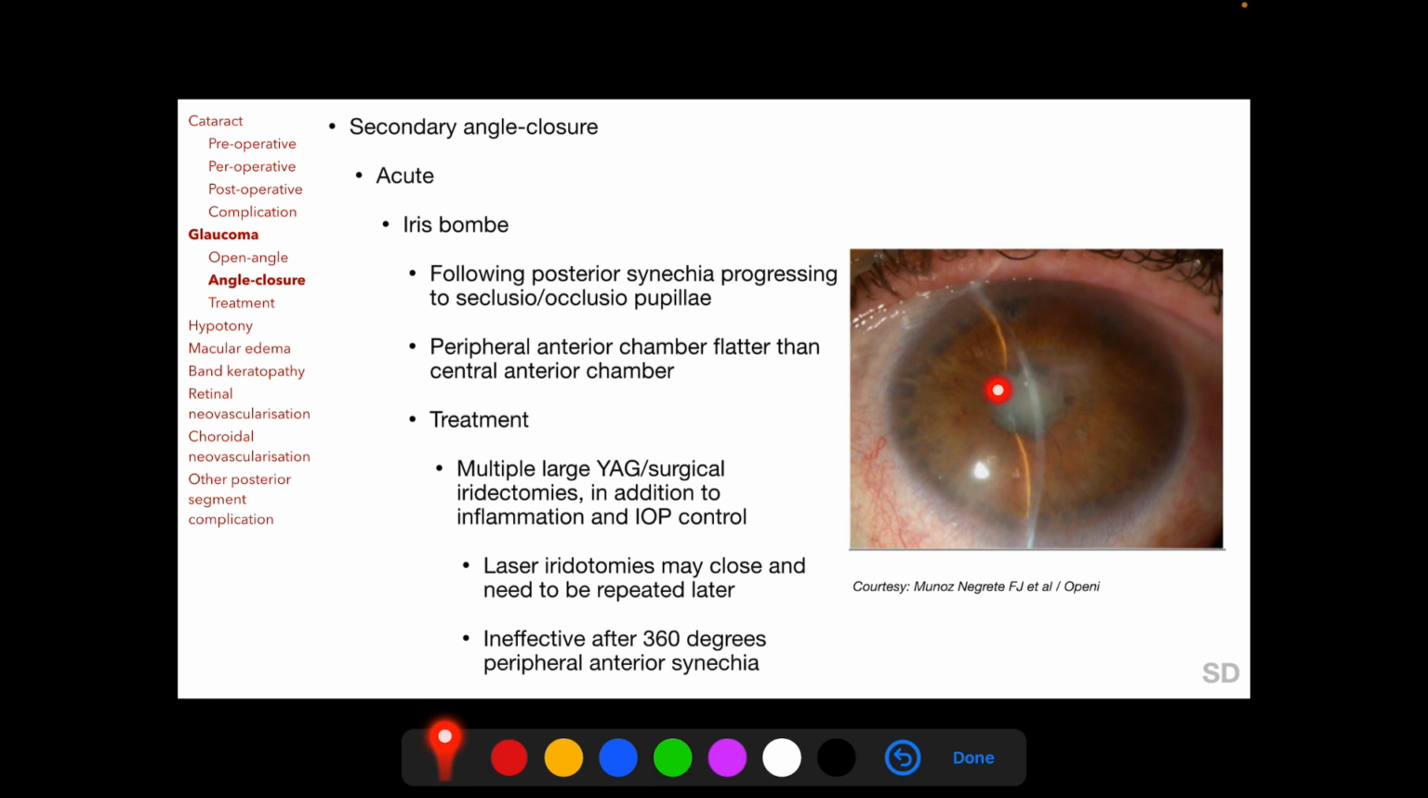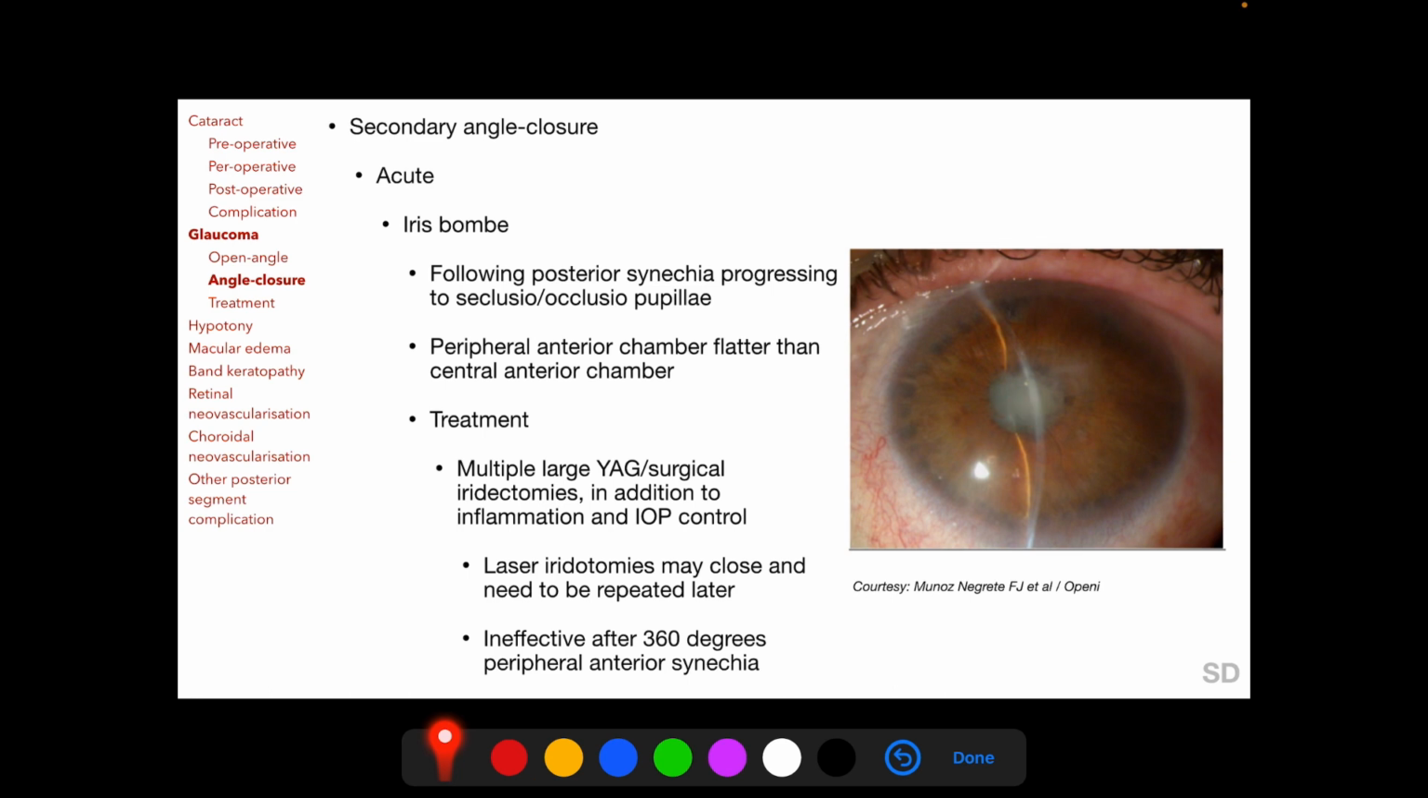So iris bombae occurs when 360 degrees of the pupillary margin is stuck on the anterior lens surface, and aqueous humor produced in the posterior chamber cannot escape into the anterior chamber through the pupillary aperture. As a result, there is a pressure buildup in the posterior chamber and mid-peripheral iris bulges. So what we get is a shallowing of the periphery of the anterior chamber, while the central part of the anterior chamber remains relatively deep.